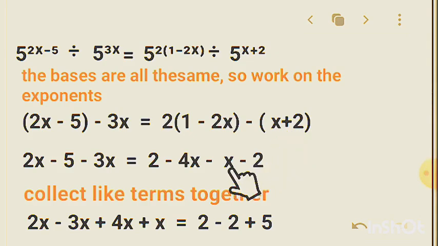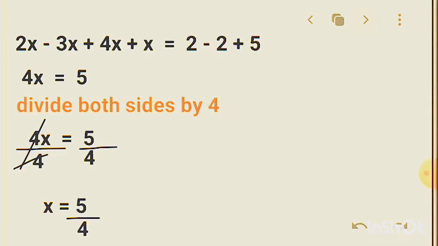So we have x minus 2. We collect like terms together, meaning that anywhere there is x, we bring it one side and we bring the others, the constants, the other side. So we have 2x minus 3x plus 4x plus x, and 2 minus 2 plus 5. So 2x minus 3x plus 4x plus x is equal to 4x. 2 minus 2 plus 5 is 5.